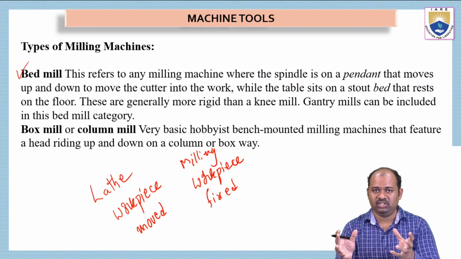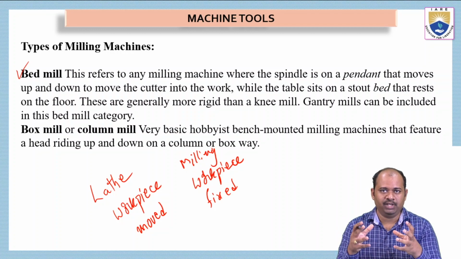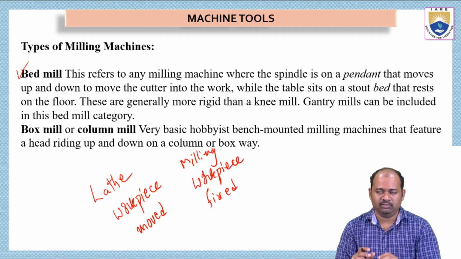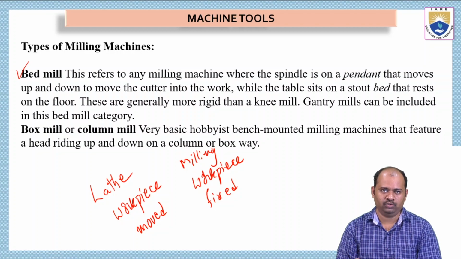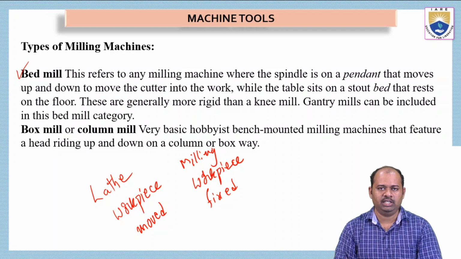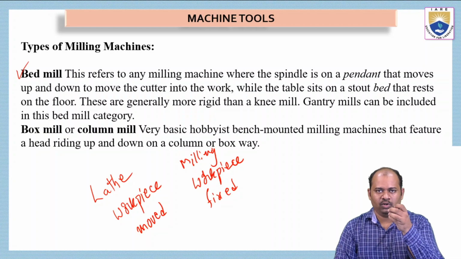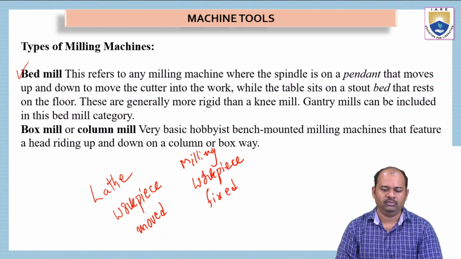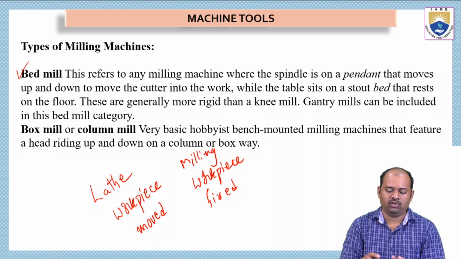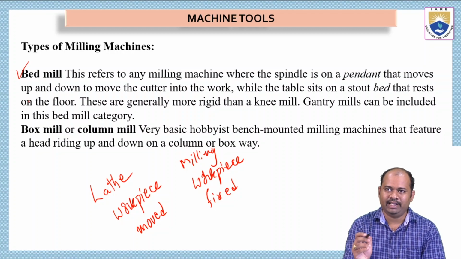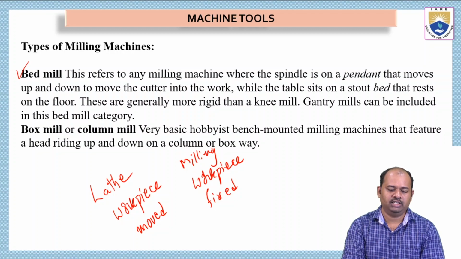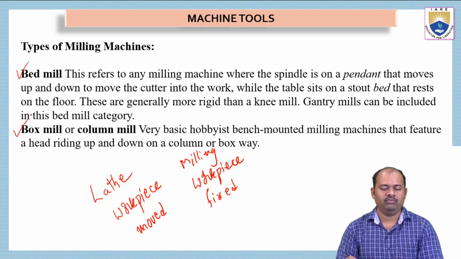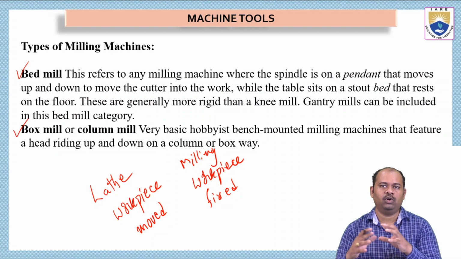But in some machines, which are called bed mills, the workpiece is stationary. It will not be moved along with the bed also. It is absolutely fixed at a point, and the tool or the spindle will move towards the workpiece to do different operations. So these types of arrangements are called bed mills, and this gantry mill also comes under this bed mill category. And then we have box mill or column mill.